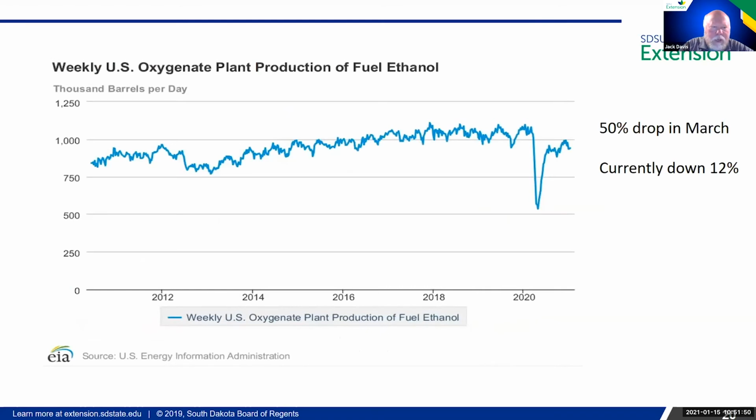Just showing a weekly production of ethanol. In March, when much of the travel restrictions were put in place, we saw a 50% drop in production from right before to when the restrictions were in full place and people were just not moving around. Currently, we're down about 12% on production of ethanol.